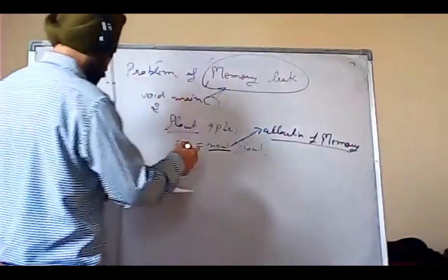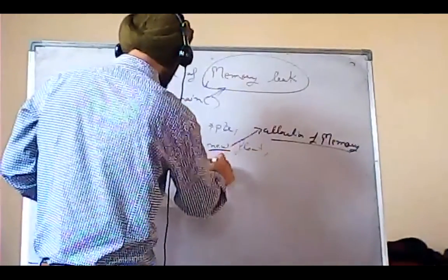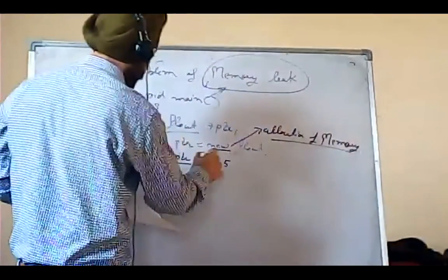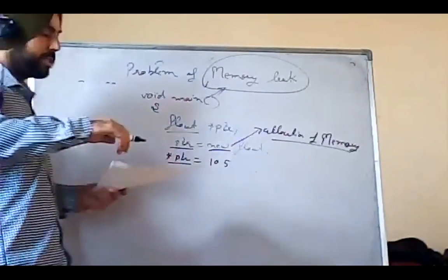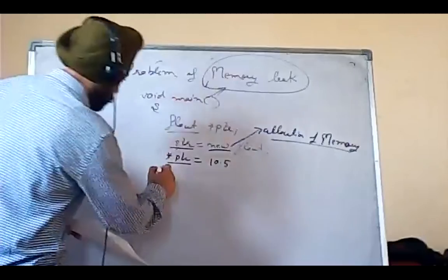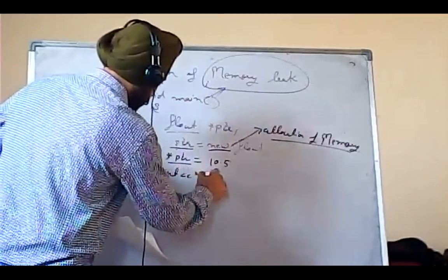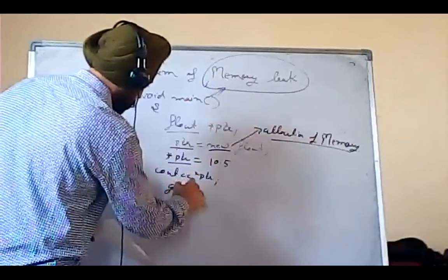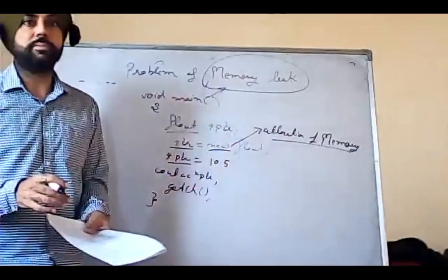And the next step is to assign a value to this particular pointer, that is ptr. Okay, so now the next step is to print the value. So with the help of cout, we print the value of the pointer, and we will use getch and close the compound statement.